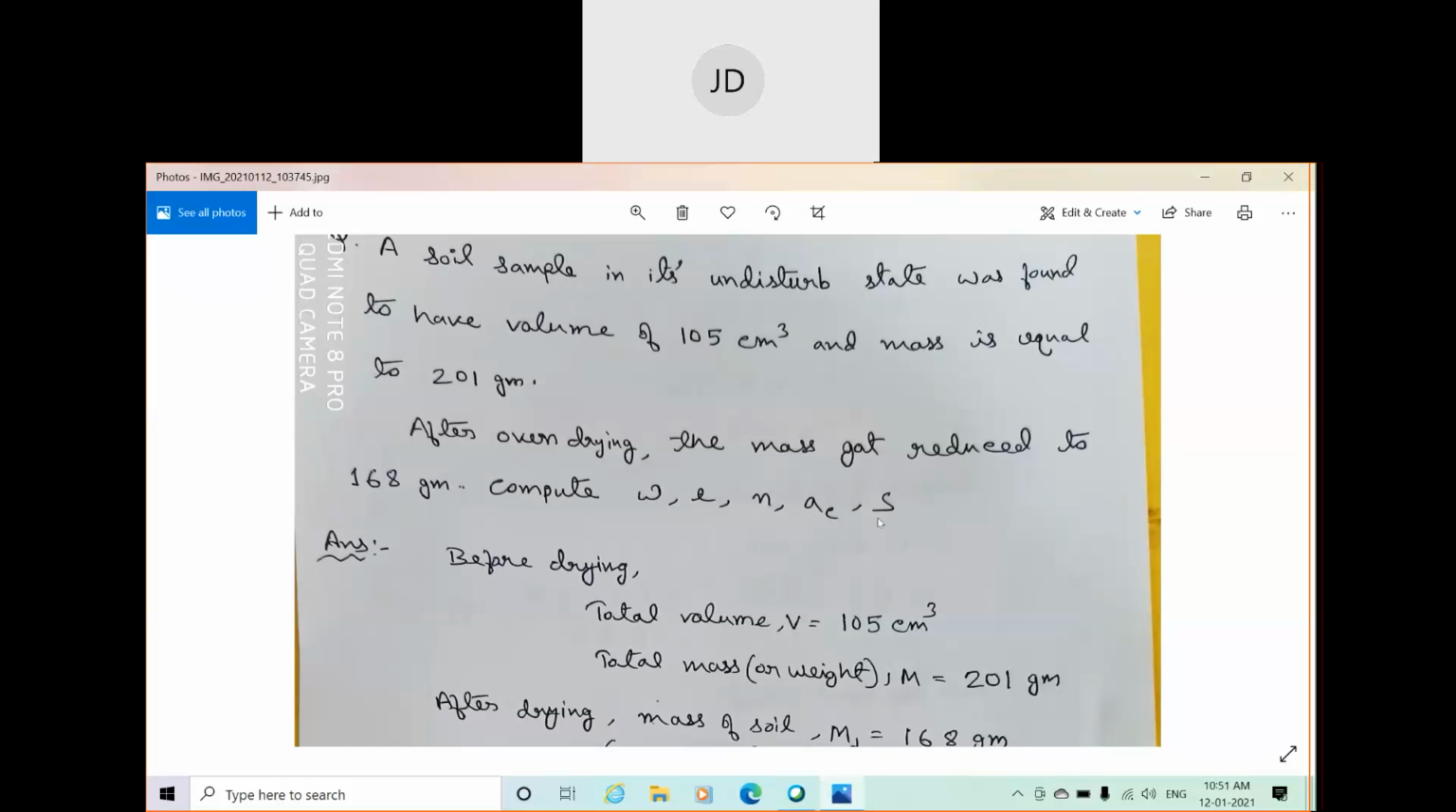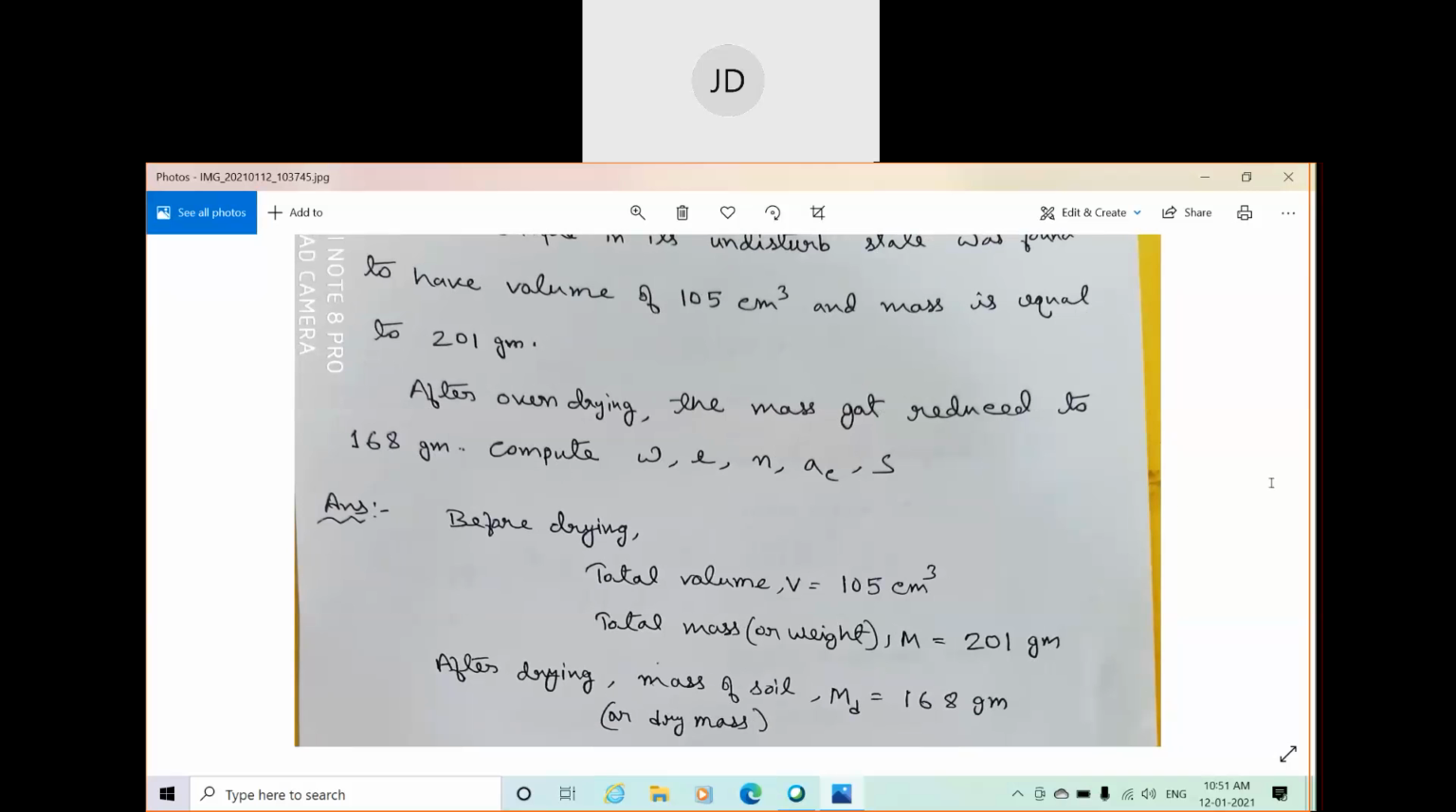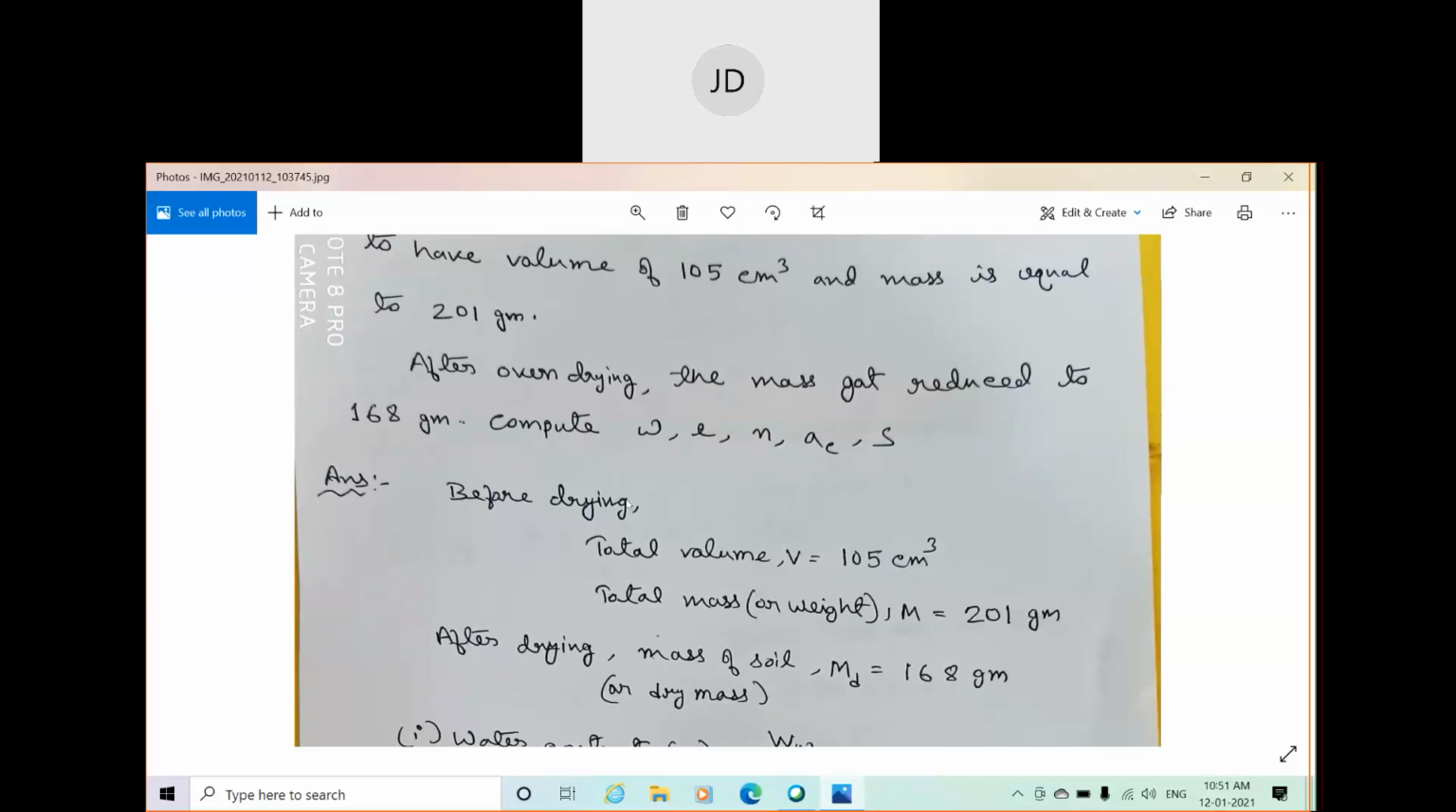And what is capital S? No, solid is not a property. How can you find out S? S represents degree of saturation. So you have to remember this. Without this, we cannot progress further. These are the very important parameters, or important properties, of soil. You have to remember this. Anyway, so here is the solution.